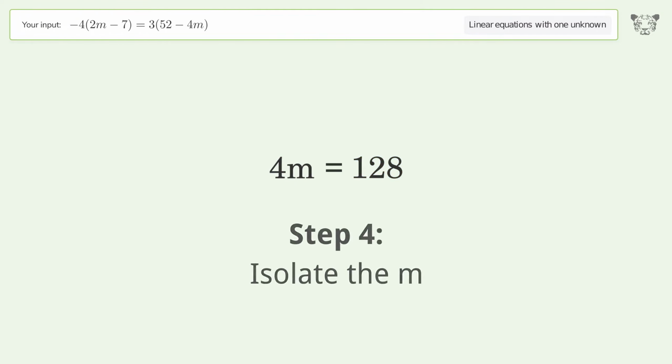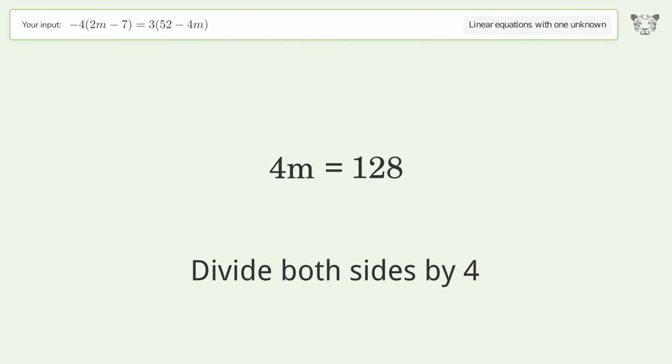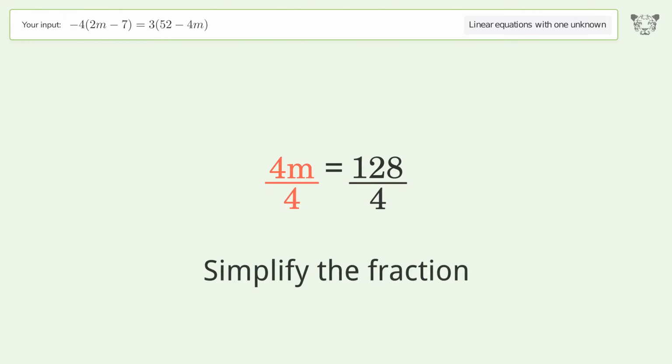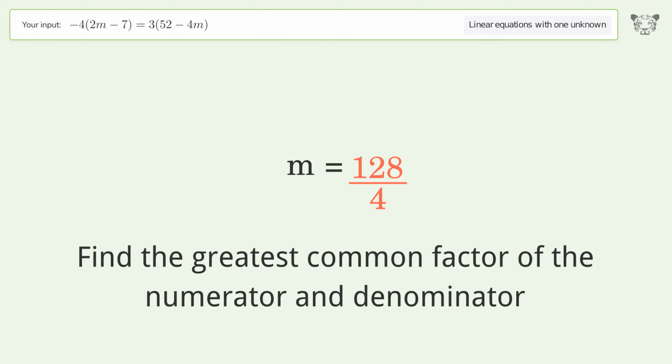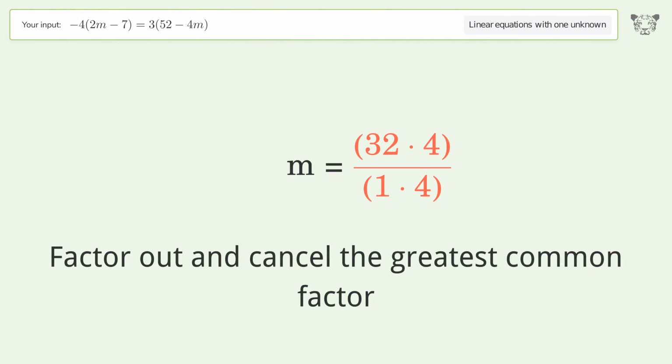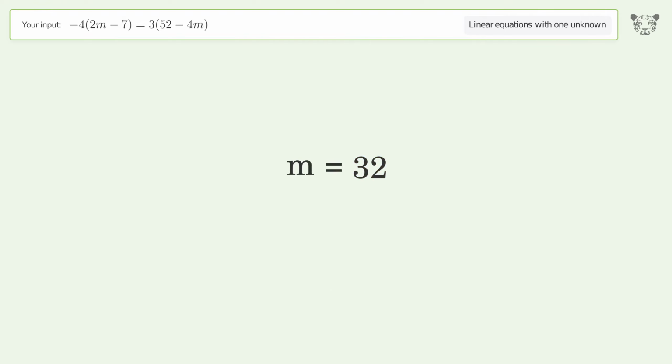Isolate the m. Divide both sides by 4. Simplify the fraction. Find the greatest common factor of the numerator and denominator. Factor out and cancel the greatest common factor. And so the final result is m equals 32.